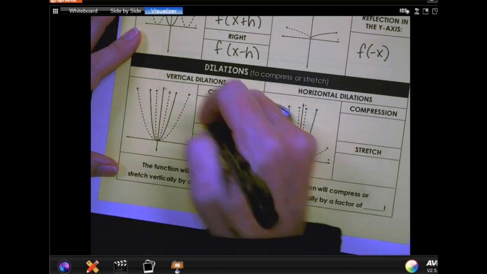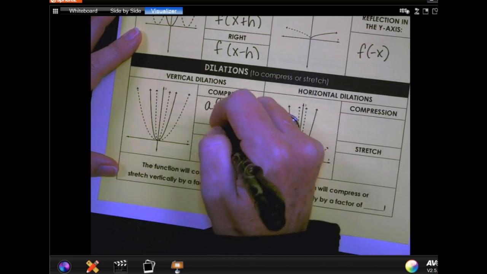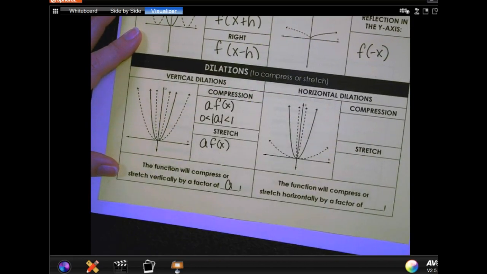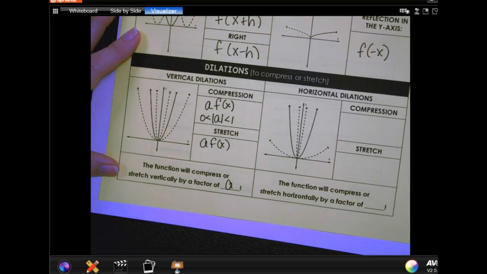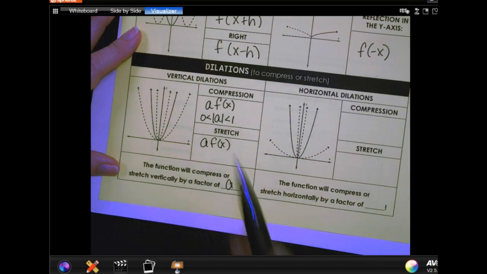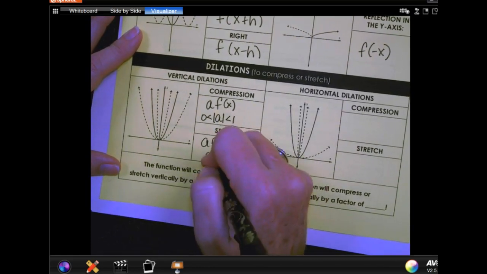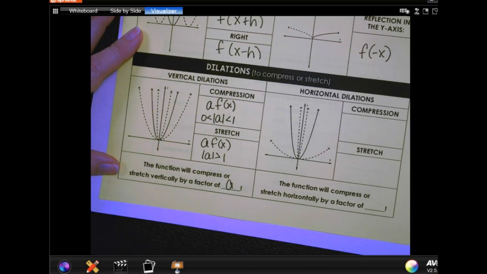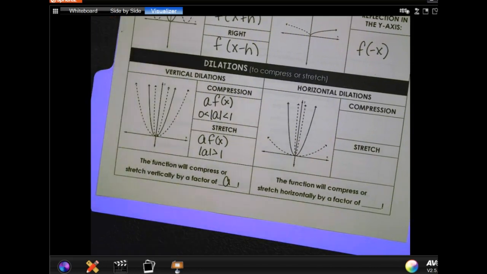So it's going to be a compression if the A is like a fraction. If it's like 1/2 or 1/3 or 3/4, so the absolute value of A has to be between 0 and 1. And if the absolute value of A is greater than 1, so 2, 3, 4, that's going to be a stretch. So if it's bigger than 1, it's a stretch. If it's less than 1, it's a vertical compression, and it's on the outside. Okay?